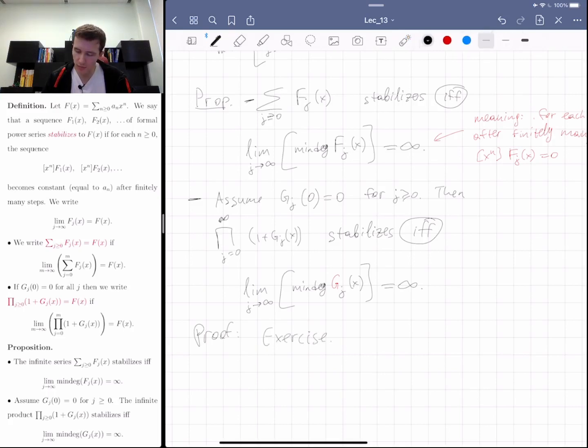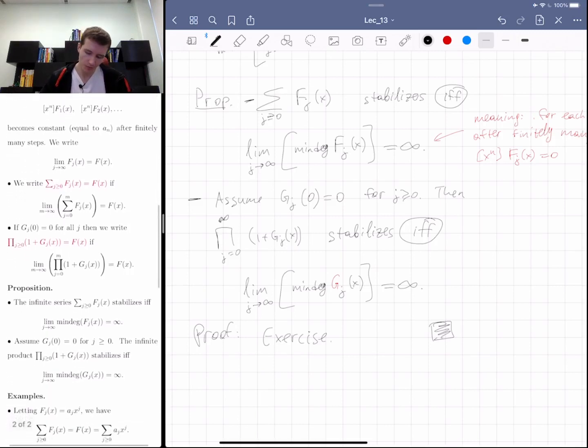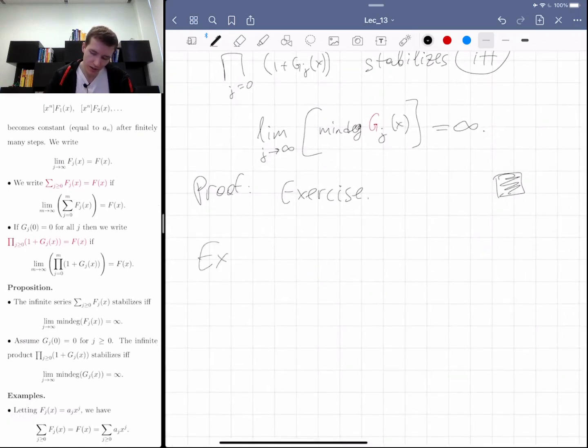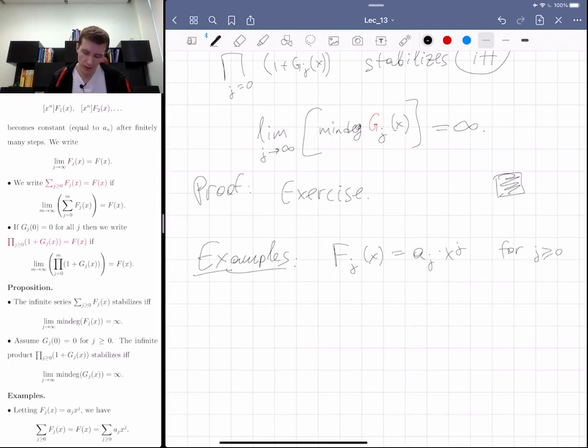Maybe it feels a little unclear, but if I do actual examples here, I'm going to see what happens and why some products stabilize and some don't. So here is the first example, which is slightly tautological. Let's say I have a sequence where f sub j of x is equal to just a single monomial, a sub j times x to the j, for j greater or equal to 0.